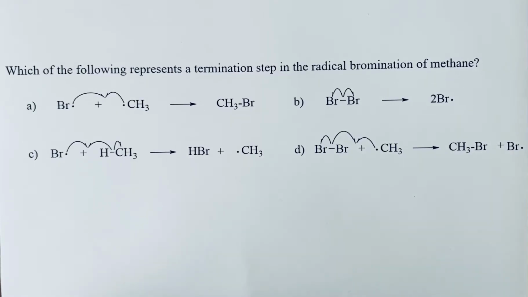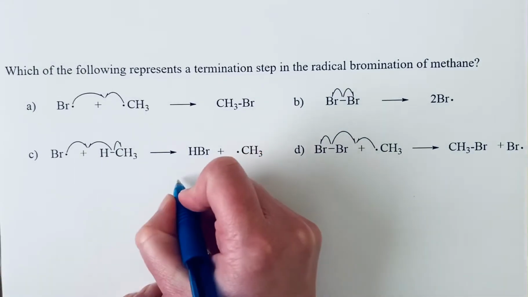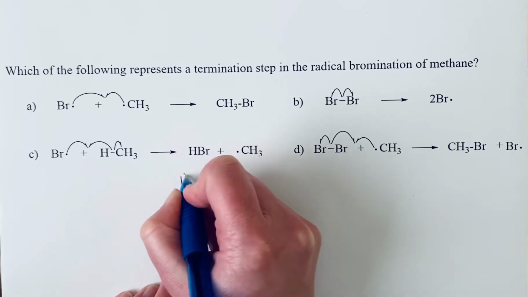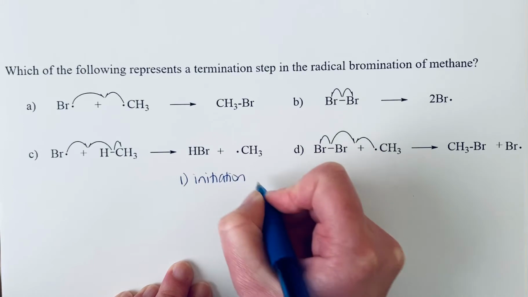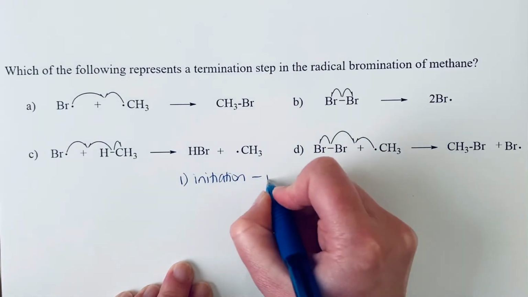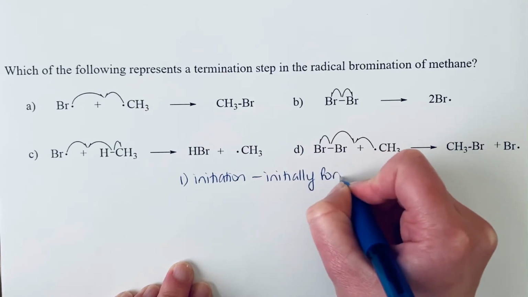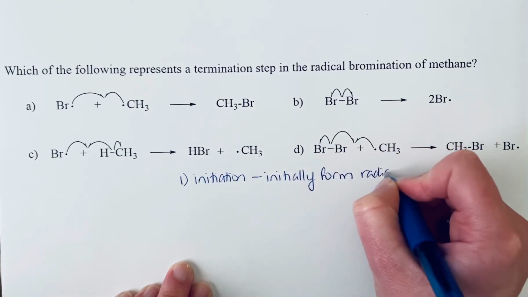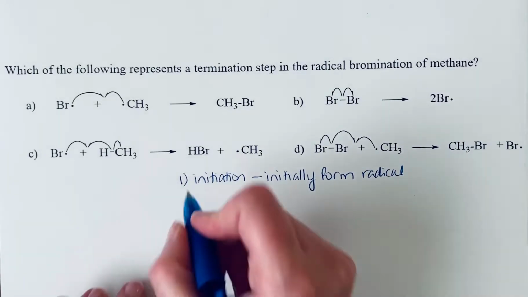Which of the following represents a termination step in the radical bromination of methane? So in radical reactions, we have three types of steps. Initiation. These are steps that initially form radicals. So you would have no radicals in your starting materials, and you would have radicals in the product.